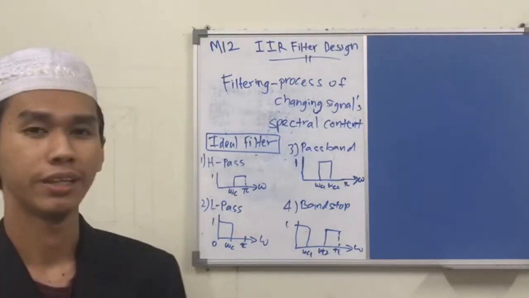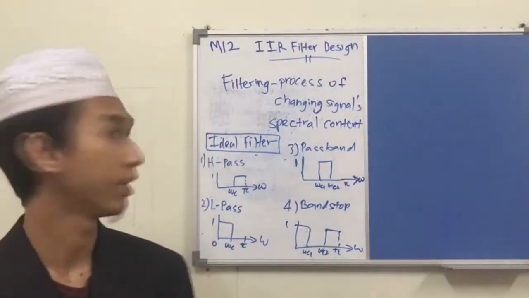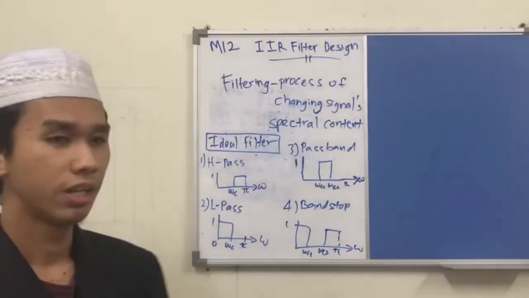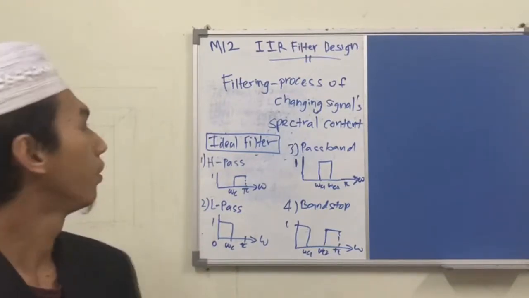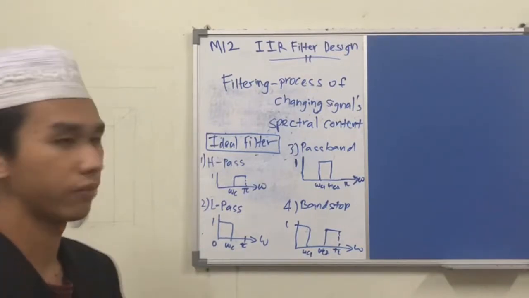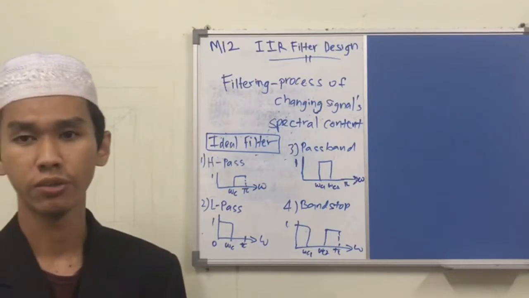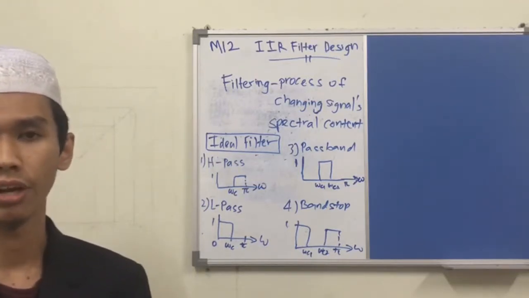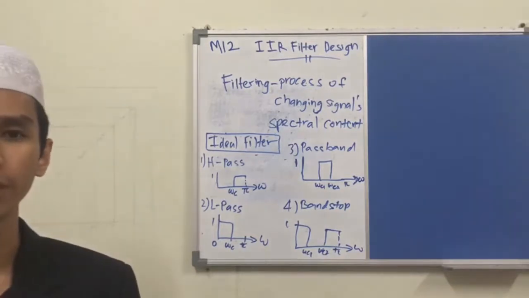Today I will present M12, which is IIR Filter Design. I will present the introduction of this slide. Filtering is the process of changing a signal's spectral content. The change is usually to attenuate a range of frequencies in the signal while allowing the other frequencies to pass through.